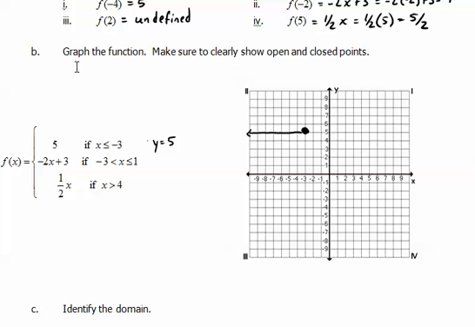Let's review this. Less than or equal to, or greater than or equal to, are shown with a solid dot or a square bracket. Less than, greater than, are shown with an open dot and a round parenthesis.